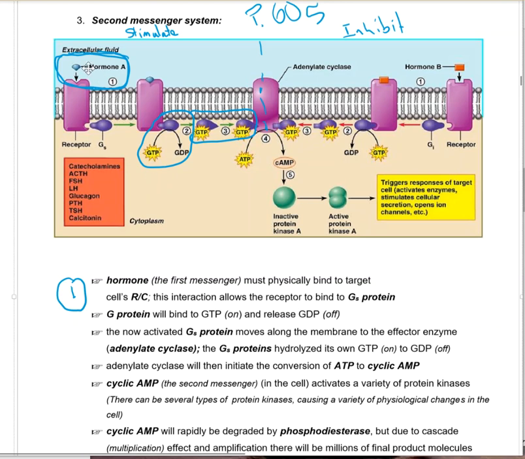When the hormone attaches to the receptor, it causes and allows a protein called a G protein, specifically a GS protein, to bind to the receptor inside. So the hormone is causing this to happen. Let's underline that. This interaction allows the receptor to bind to a GS protein. S stands for stimulatory. This G protein is going to then become activated, and it becomes activated in step 2.